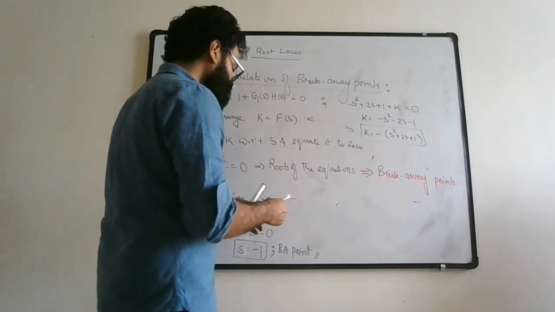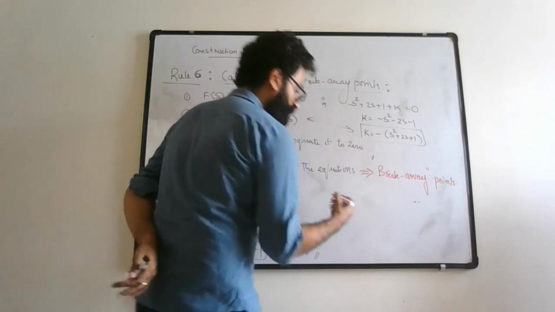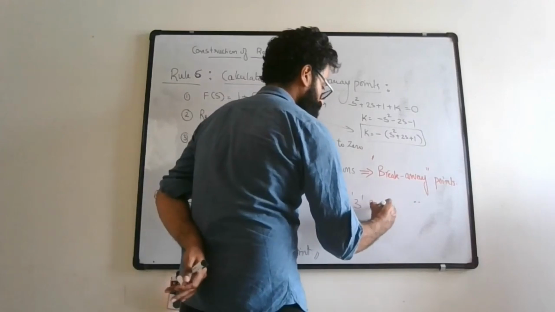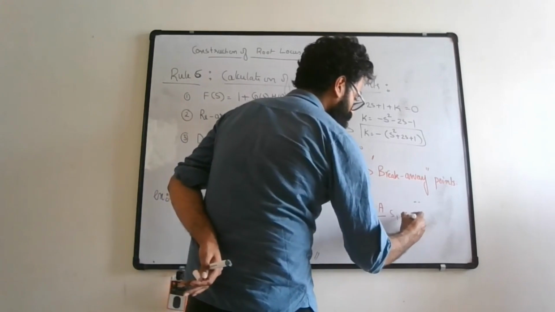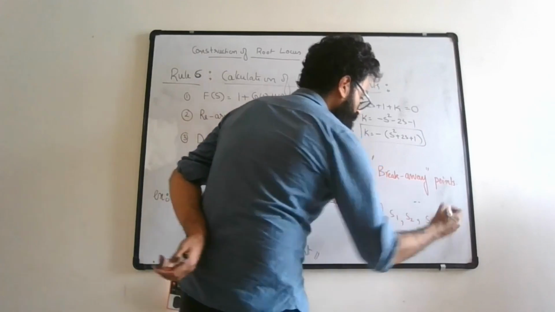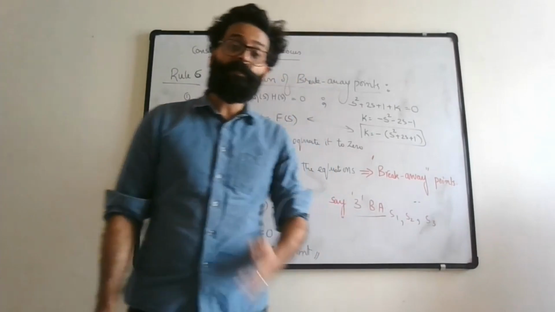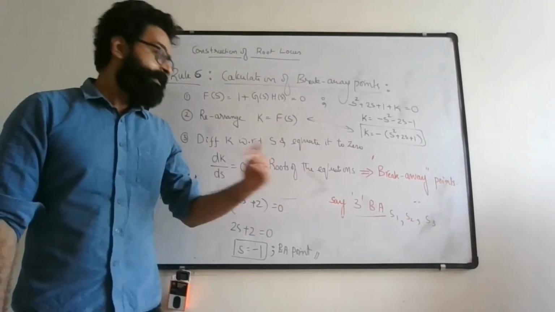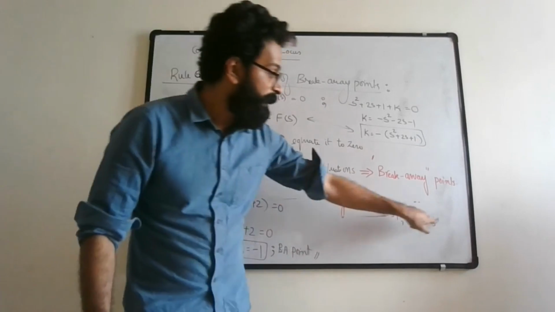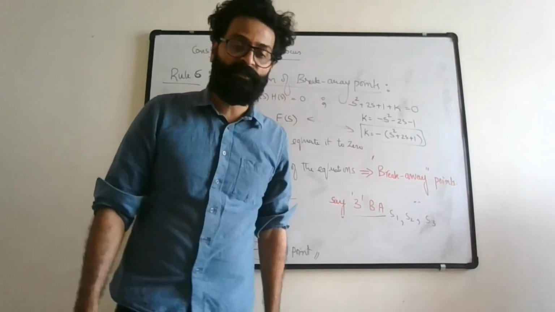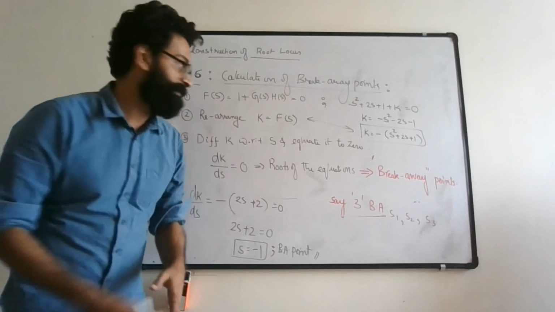Let's say, for example, you have got 3 breakaway points, BA in short, S1, S2, S3. And you want to know whether all the 3 breakaway points are valid or not. To check whether they are valid breakaway points, you have to place these breakaway points in rule number 3. Rule number 3 is about existence of root locus branch on the real axis, right?